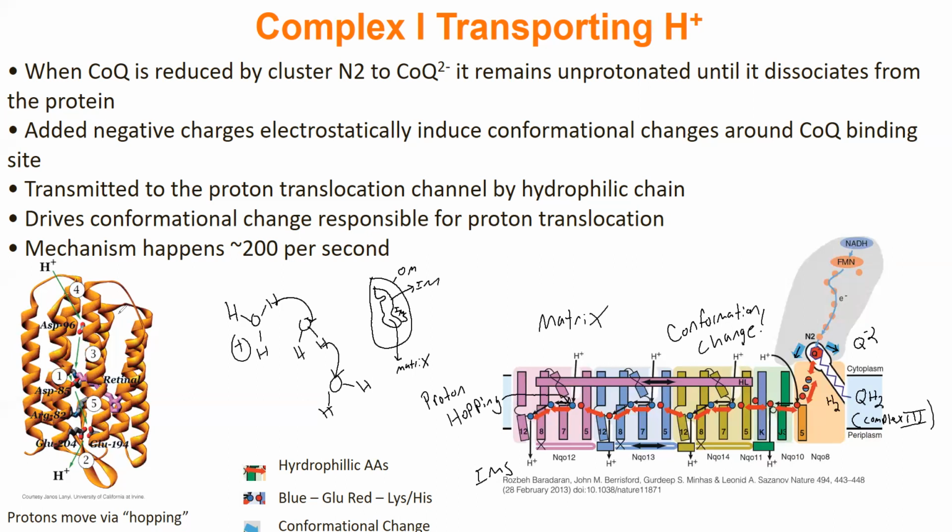And by the way, for another image of proton hopping, that's what this image is showing over here, how a proton can go from one side of a protein to another. This is not complex 1, by the way. This is in your eye. It's how you see, which is basically what's happening here, but it's the same concept.